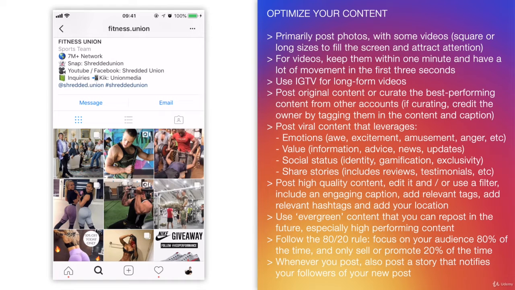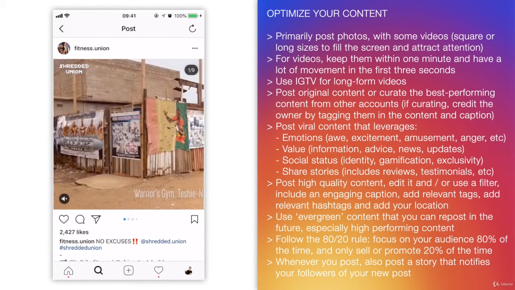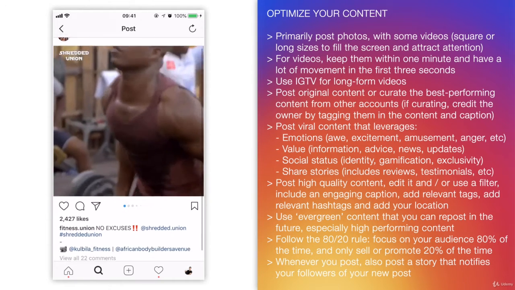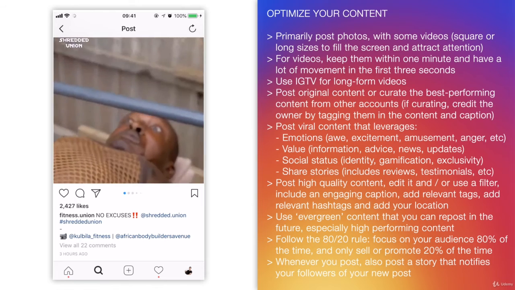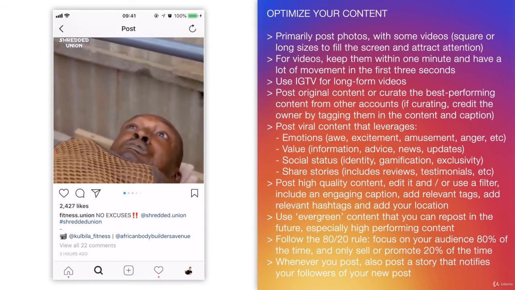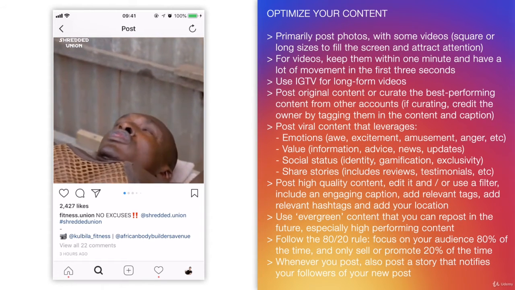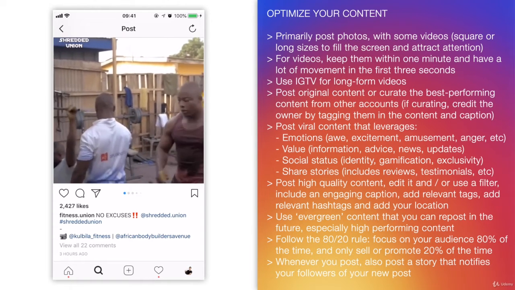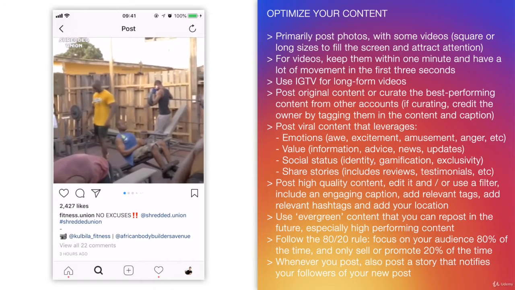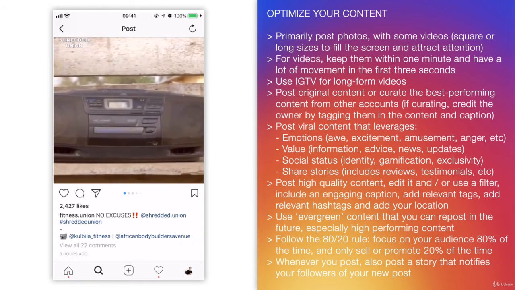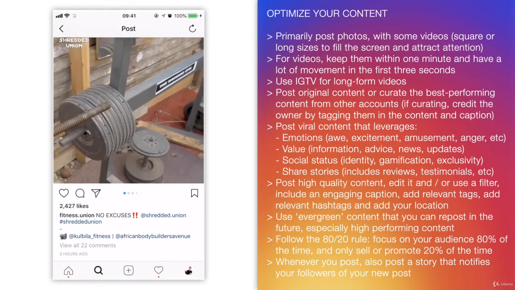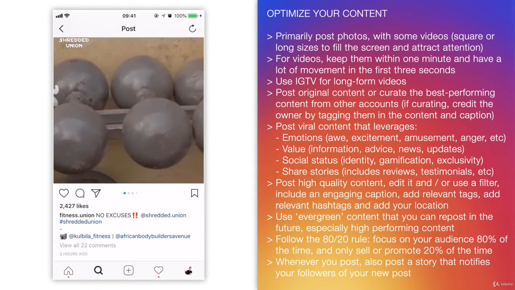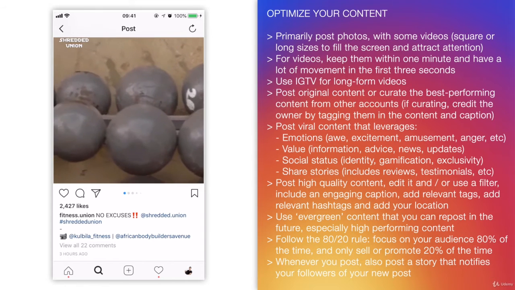But what you want to do is, whenever you do post somebody else's content, see what Fitness Union has done here. In their caption, they've got the camera emoji, and then they've just highlighted whose account it's from. So it's from Kulbila_fitness or African Bodybuilders Avenue, or whatever it is. So they've credited where the content is actually from, and that's what you need to do on yours as well. So if you're using somebody else's content, mention their Instagram username in your caption.